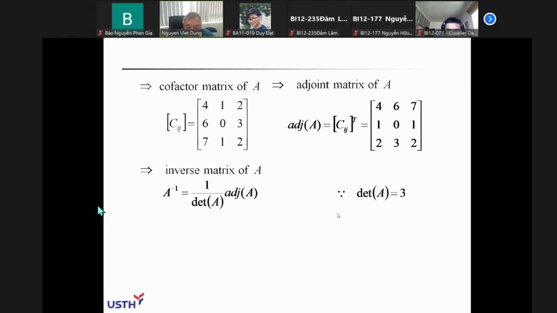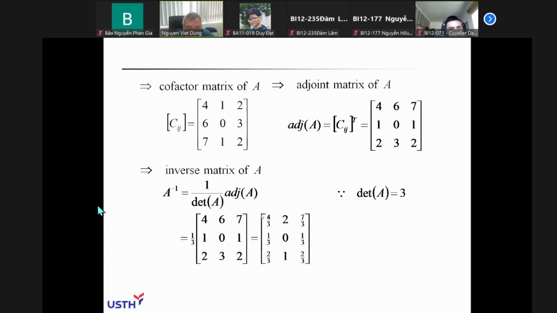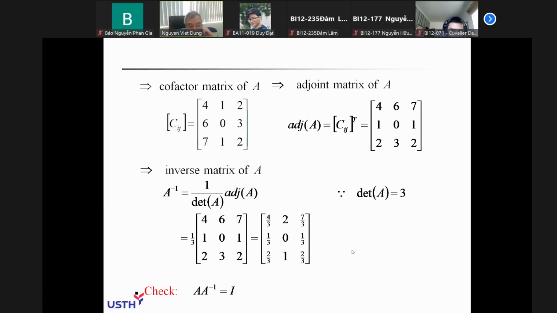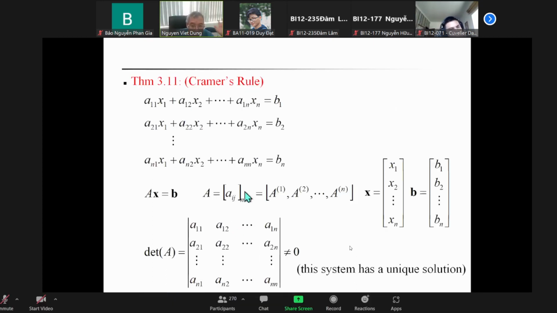And because it is very easy to find the determinant of A, you get A inverse to be that, or you can write it in this form, and you can check A multiplied by that equals identity. So that is a way to find the inverse by using the cofactor.